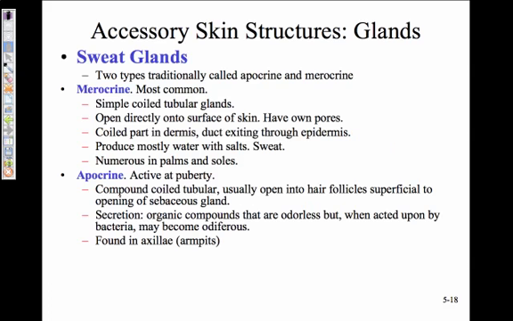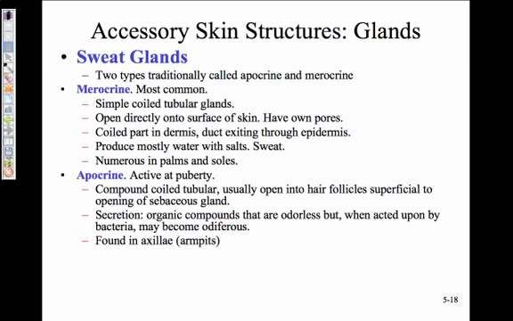Sweat glands, there are two types that are traditionally called apocrine and merocrine. Merocrine are the most common, and they are simple coiled tubular glands, and they open directly onto the surface of the skin, and they have their own pores. They're coiled and part of the dermis, and then they go through the epidermis and exit to the surface of the skin. They produce mostly water with some salts, and that mixture we call sweat. And there's a lot of merocrine sweat glands in your palms and soles of your feet.